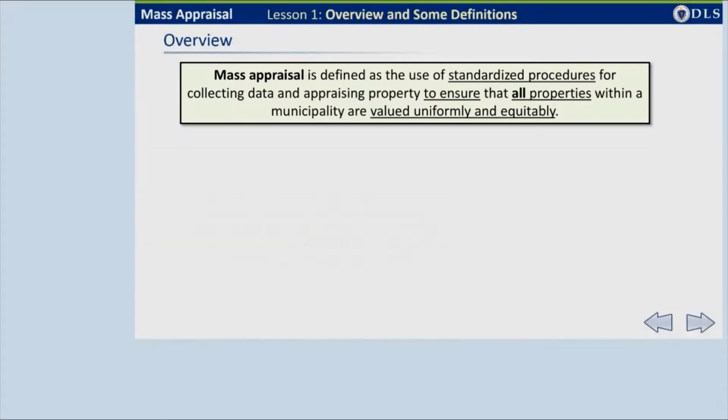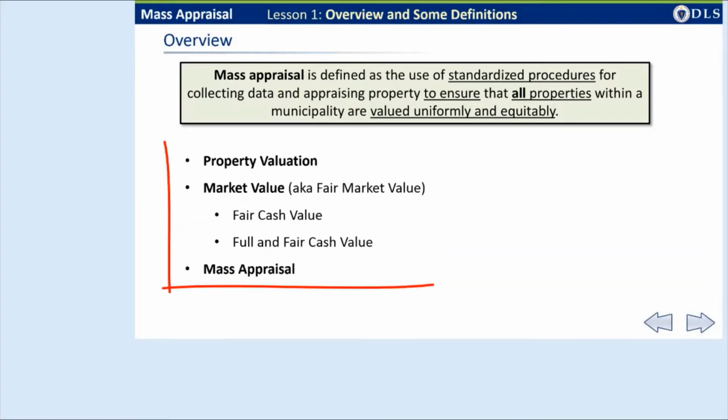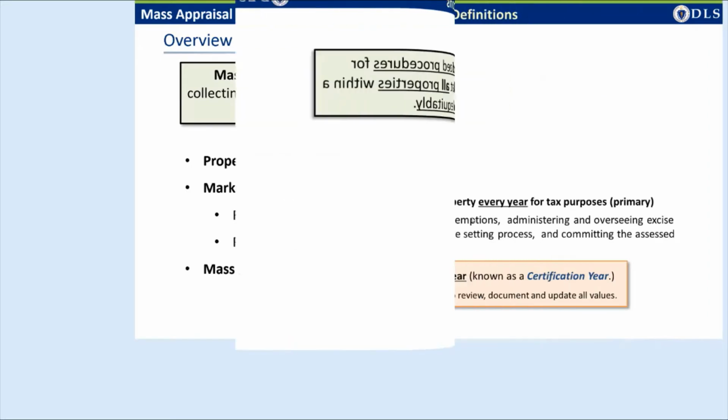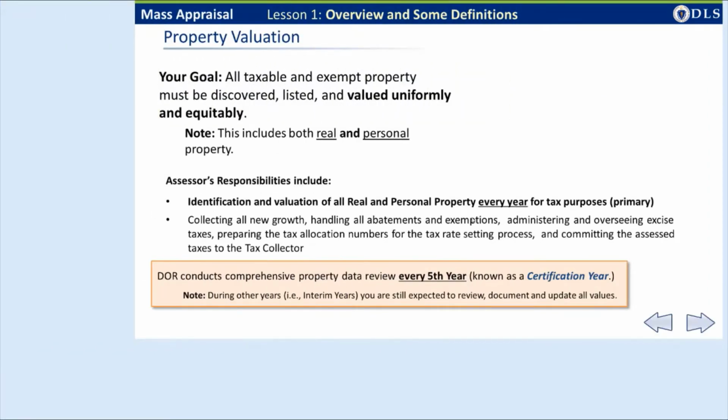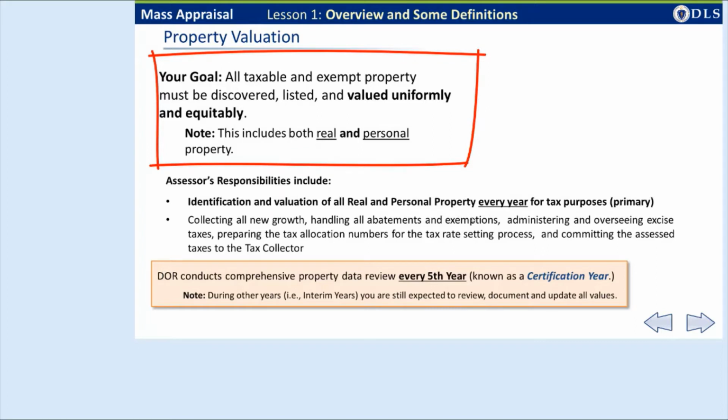Before covering the overall mass appraisal process, let's learn about some common terms used when discussing mass appraisal procedures and techniques. As an assessor, you are responsible for discovering, listing, and valuing all taxable property and exempt property. This will include both real and personal property.